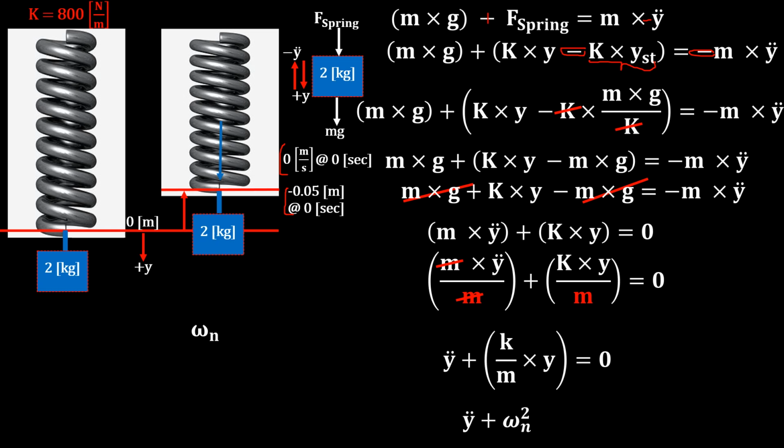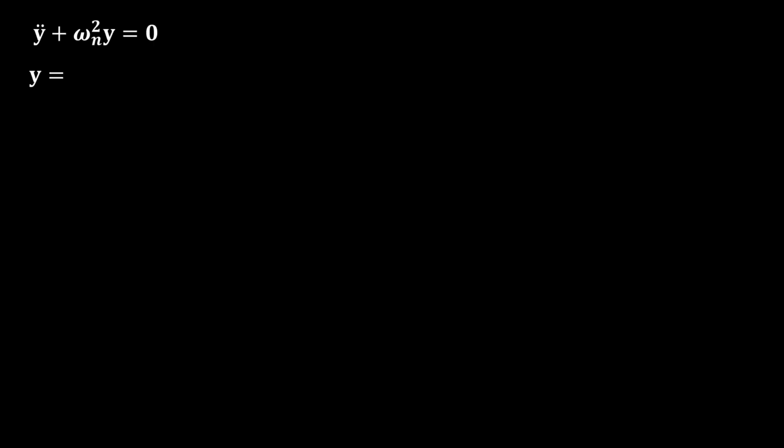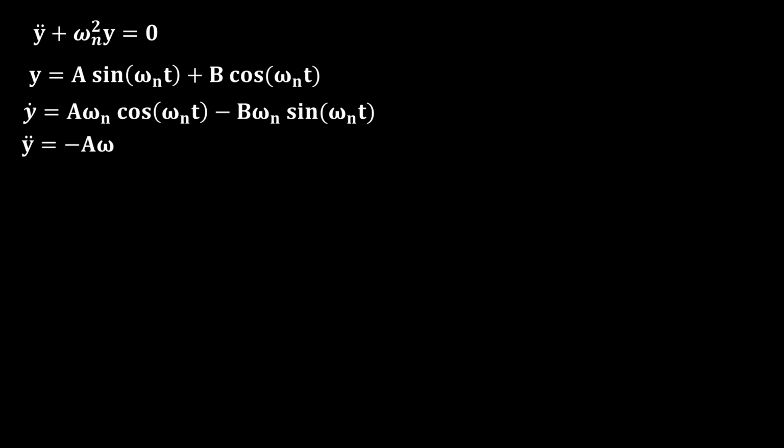So here we can replace the natural frequency. As we mentioned in the previous slides, k over m is the square of the natural frequency. So that's what we have in here. So this is our equation. Just like the previous problem, this is our ordinary differential equation, homogeneous equation, and these are the general solution that we got for this differential equation.